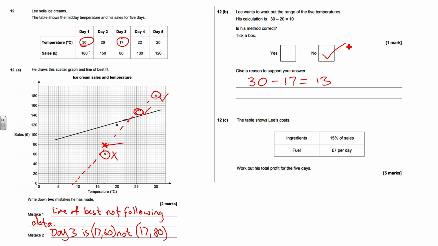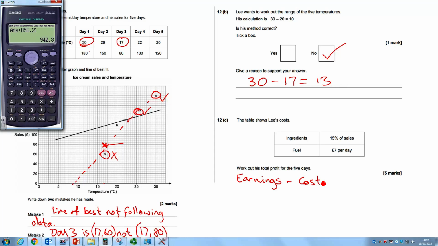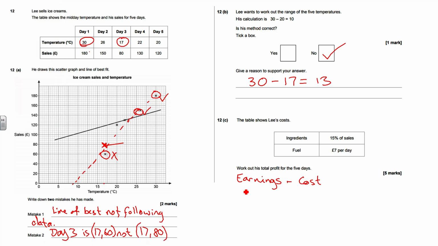The table shows Lee's costs, work out his profit. So profit is always earnings minus costs. Now this is all still relating to this very same question. It's all relating to this information that we've got a scatter graph for. So at this stage, what I'm going to do is work out his earnings. So his earnings are this bottom row, the scatter graph. There is sales over the 5 days. So I'm just going to make sure I add those up on my calculator to get the total sales of £660. Okay, so 660 but minus how much?